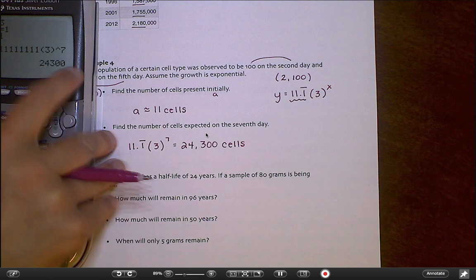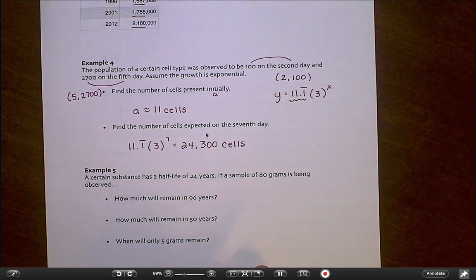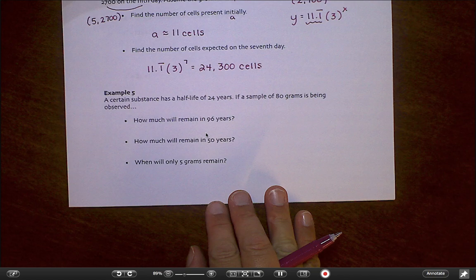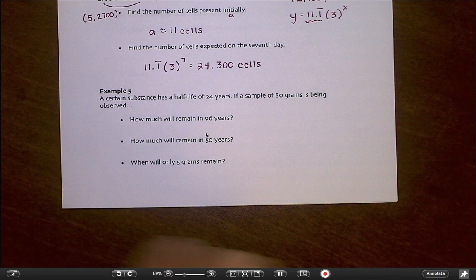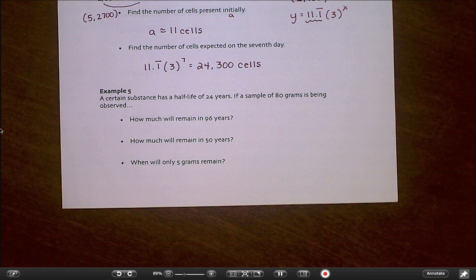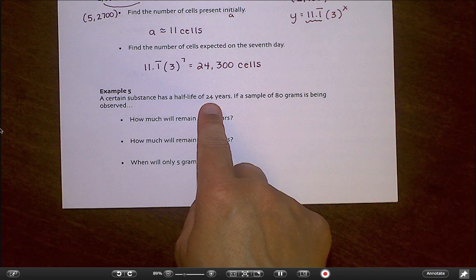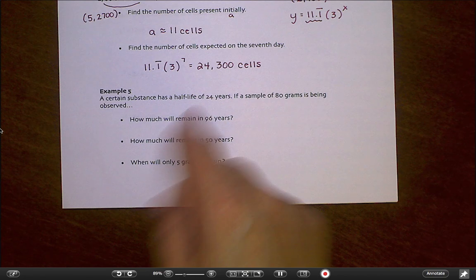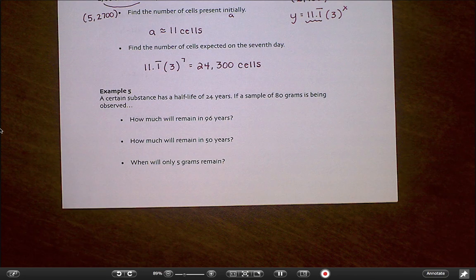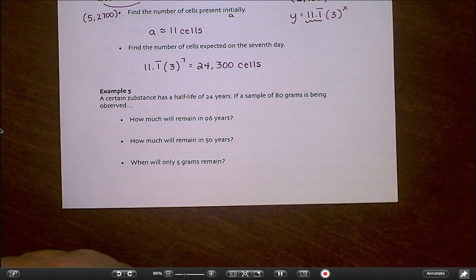Okay, on to example 5. Example 5 is a half-life problem, and half-life really tends to throw people off, but half-life is really just saying, when I say a substance has a half-life of 24 years, that means after 24 years, the amount of substance remaining will be cut in half. So the amount is being divided by 2 every 24 years.